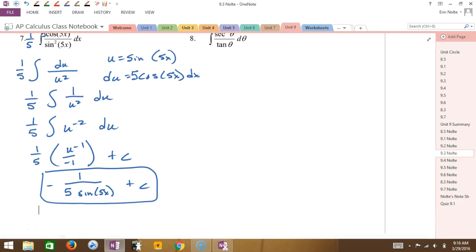How did I get from u to the negative 2? Wait, which one? Oh, that's your basic integration. So I integrated it. So remember when you do an integral, you add 1 to the exponent and divide by that number. So that's what that is.